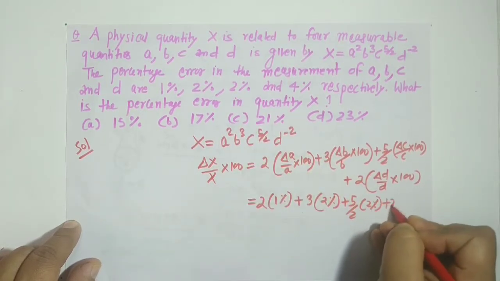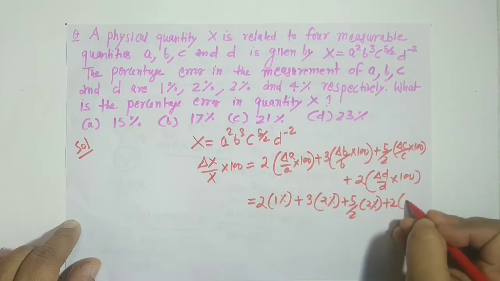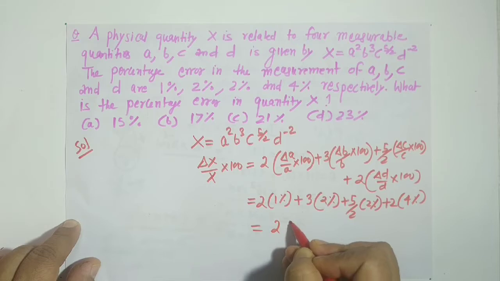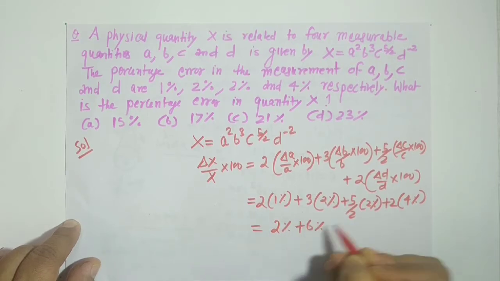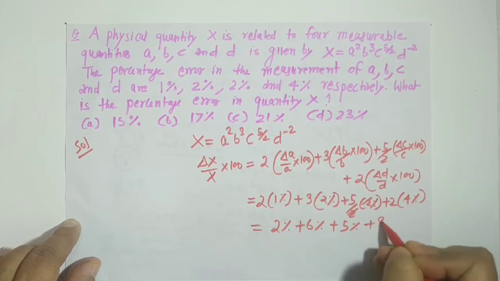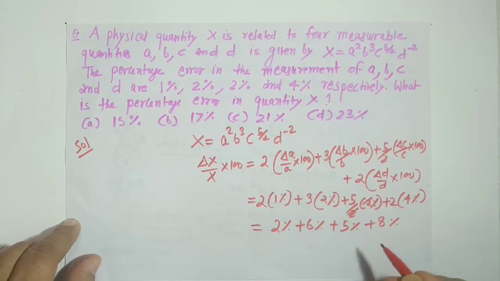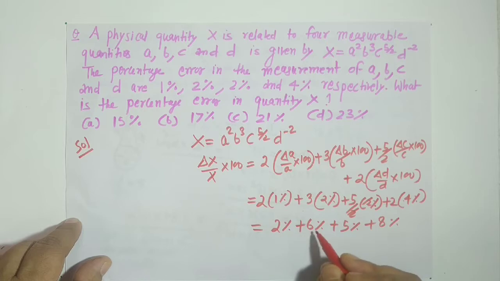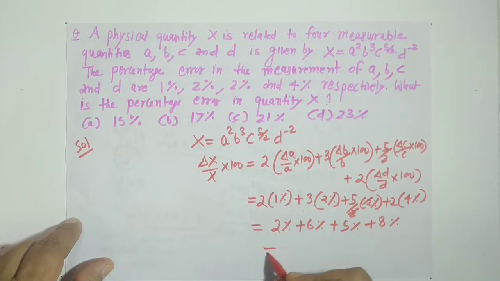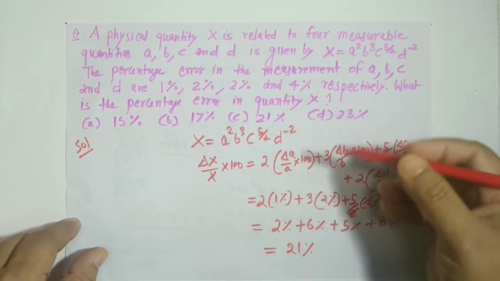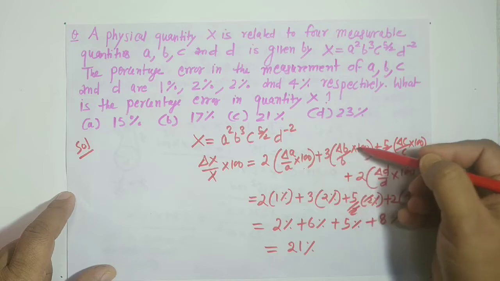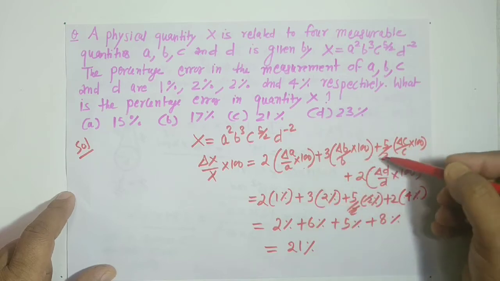And at the last, what is delta D? It is 8%. Oh, 4%. So you will put it like this. Then you get 2%. Then you get 6%. Then 2 cancel out. You get 5%. And then 8%. Are you getting it? So it becomes what? 2 plus 6, 8 plus 5, 13 plus 8, what? 21%.